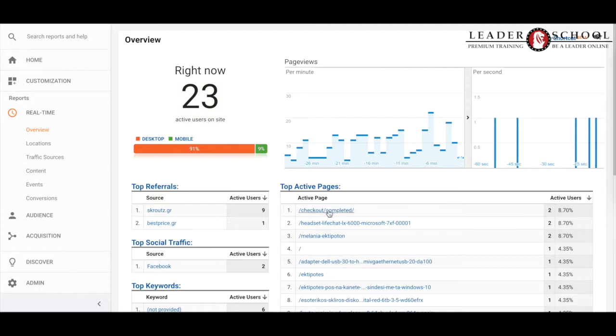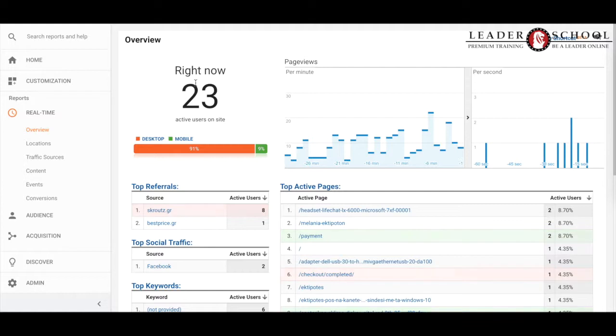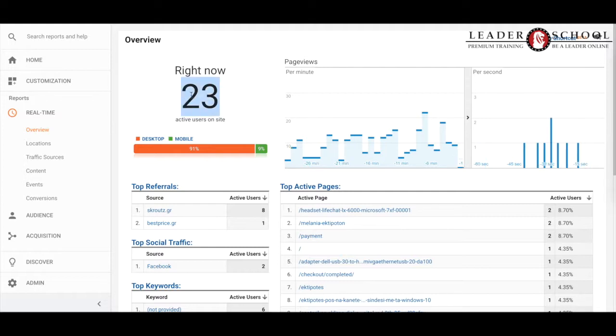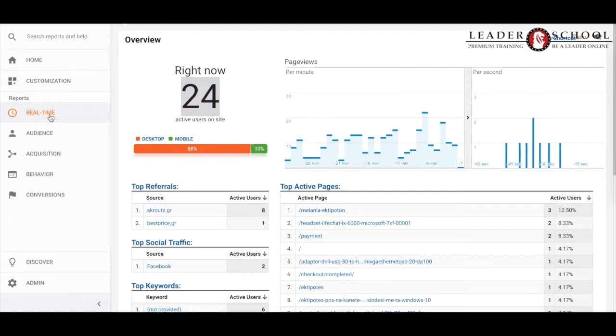Now, there are 2 people right now who checked out and completed their checkout, so I got some money in my pocket. And it's really important to see if Google Analytics is installed properly. If Google Analytics is installed properly, here you can find people online. If this is 0 and you open your website on your own and it still is 0, then you know that Google Analytics is not installed properly. So this is one of the things you can do with real-time.